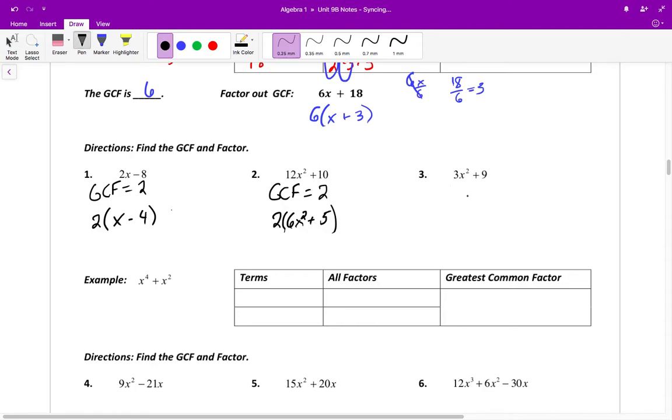Tell you what, try number 3 on your own. If you need to pause the video, go ahead and pause it. Try this one on your own, and then we'll go over it in just a second.